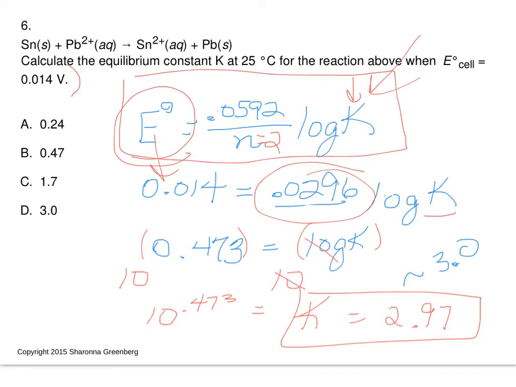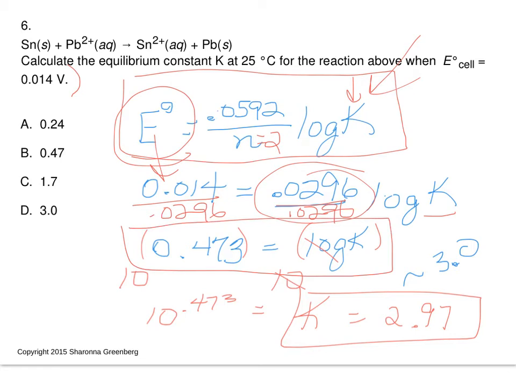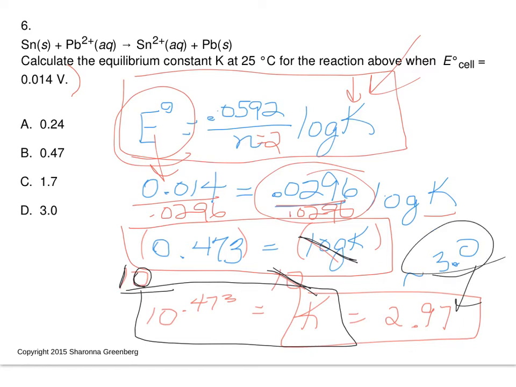I guess the only thing that might trip some of you up is the math. So the first thing you want to do is divide both sides by 0.0296, which gives you this. And then remember, to get rid of logs, you raise both sides as an exponent to base 10. The base 10 and the log cancel each other out. So you end up with K, the equilibrium constant, equals 10 raised to the 0.473. That's 2.97, and when you round it, it's 3.0.